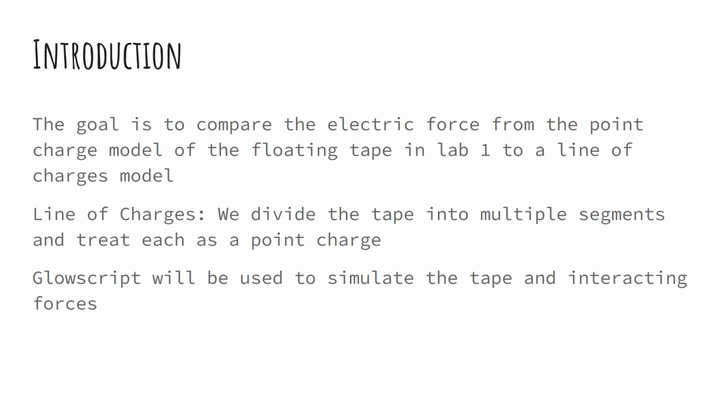So the goal of this lab is just to compare the electric force from the point charge model that we did in lab 1 to a line of charges model. It was going to be computational only, because the actual experiment isn't really changing our values. It's just the kind of model we're using to simulate it. So we're going to see what the different values are as a result of that, right? It's the same experiment, we're just using a different model to computationally simulate it.